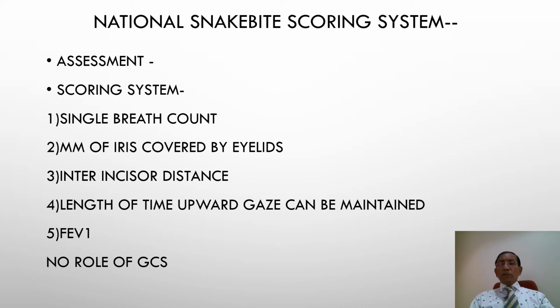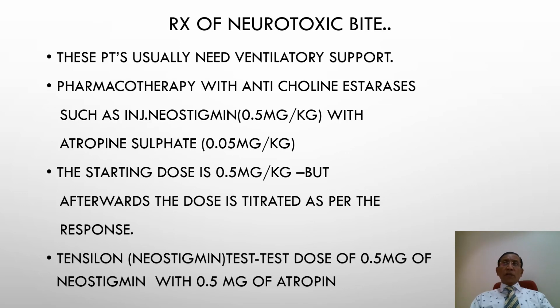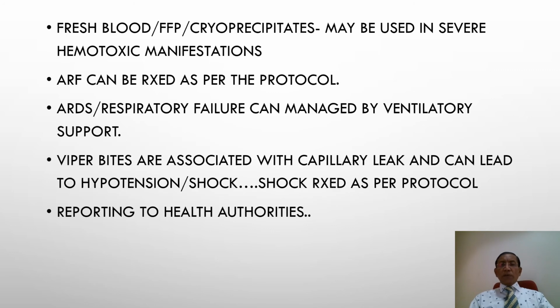As per the National Snakebite Scoring System, we assess the child and decide regarding the further management of neurotoxic bite. These patients usually need ventilatory support. The pharmacotherapy is with anticholinesterase such as neostigmine 0.5 mg per kilogram with atropine 0.05 mg per kilogram. The starting dose is usually 0.5 mg per kg, but afterward the dose is titrated as per the response. Neostigmine test, also called the Tensilon test, some people do it, but usually it is not advised because we don't have time. The time is very important in management of snakebite.